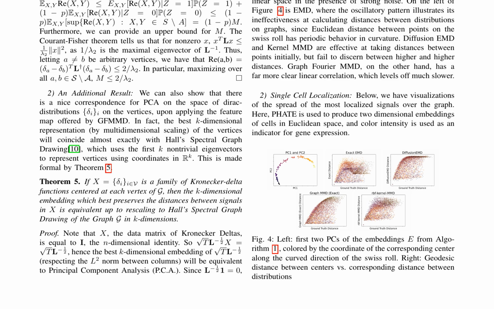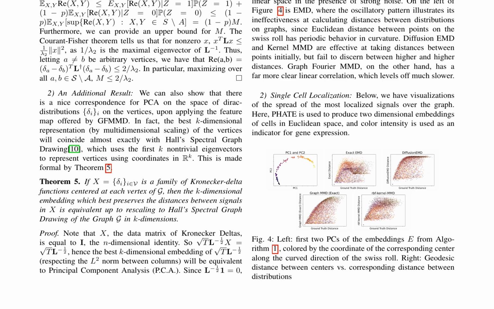The paper also presents an additional result, Theorem 5, which shows that applying the GFMMD feature map to a family of Dirac delta functions centered at each vertex of a graph G results in a k-dimensional embedding that coincides with Hall's spectral graph drawing. This is proven by showing that the best k-dimensional embedding of the data matrix of Kronecker deltas is equivalent to principal component analysis, PCA, of the graph Laplacian.